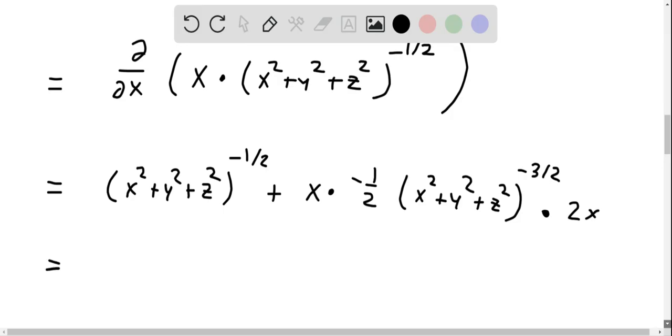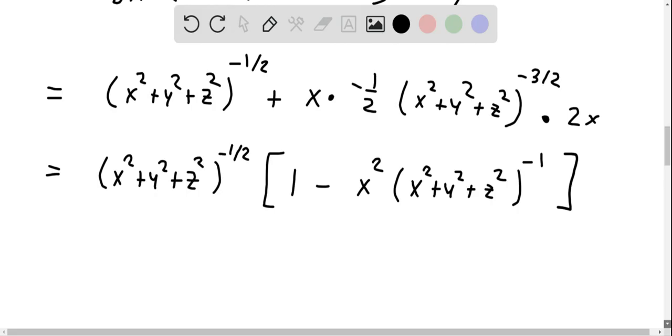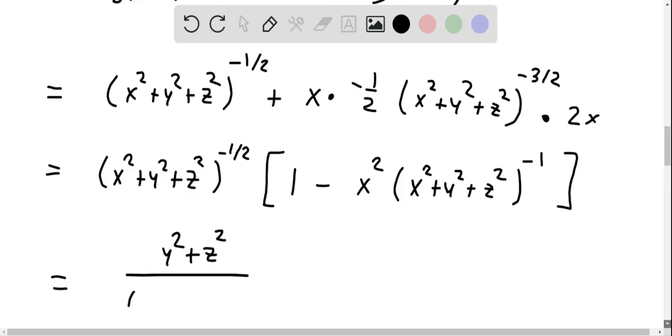So this simplifies because we can pull out a common factor here. We can pull out x squared plus y squared plus z squared to the negative 1/2, and we get 1 minus x squared times x squared plus y squared plus z squared, and then if we pulled out a factor of minus 1/2, this can just be to the minus 1. So now we can write this, by simplifying, as just y squared plus z squared over x squared plus y squared plus z squared, all to the 3/2.